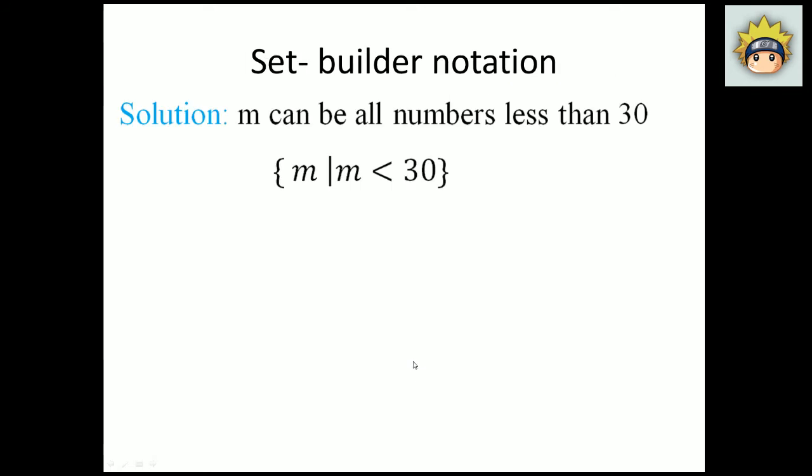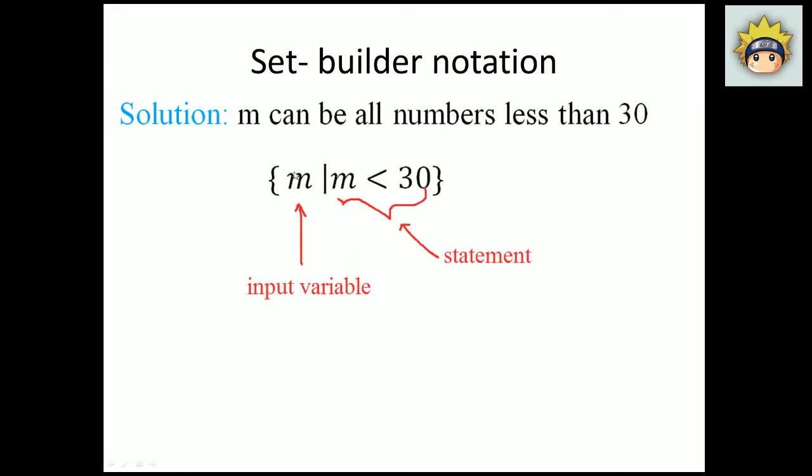So let's look at this idea called set builder notation. Set builder notation is just a way for you to represent the solution. So my previous problem, the solution is m can be all numbers less than 30. This is how it looks in set builder notation. The m is the input variable that I used, and I have a bar that separates this, and this is the statement. Again, I said that m can be all numbers less than 30. So m is less than 30. So that is the statement.